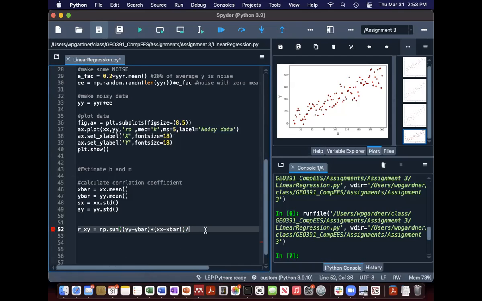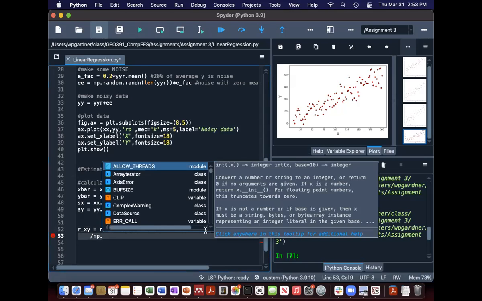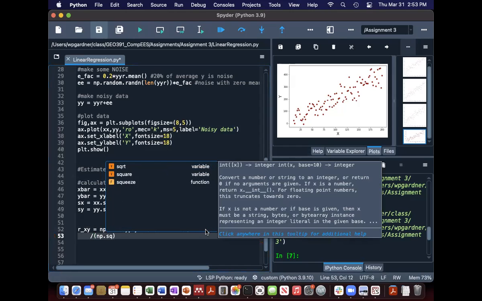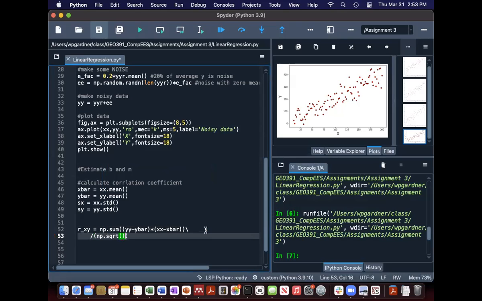Okay, now let's do the next line. Divided by, and let's see if I can take this down to the next line. Divided by NP dot, well, we're going to want to put parentheses, NP dot square root. I'm going to go over these parentheses with you here in a sec.